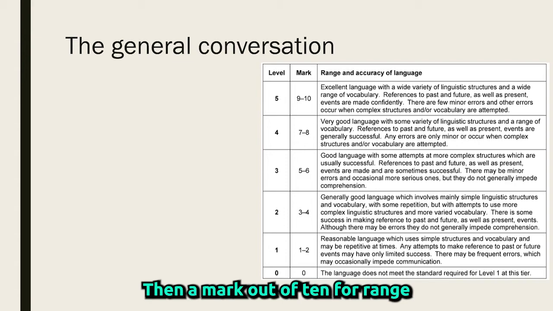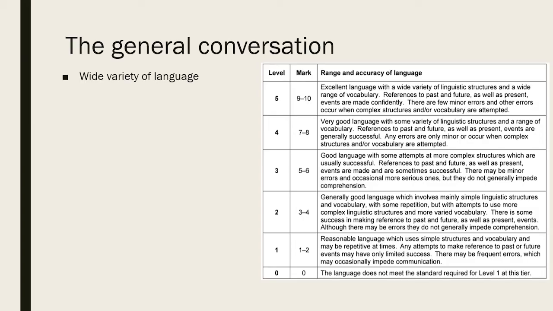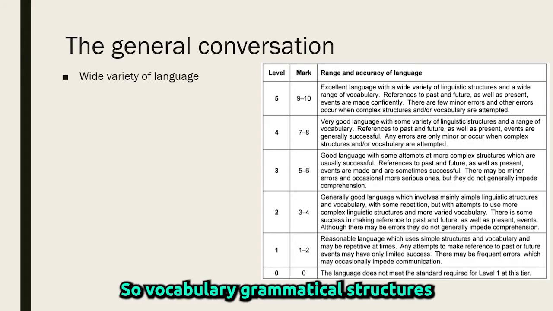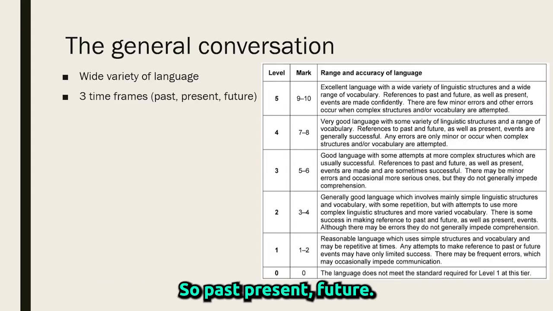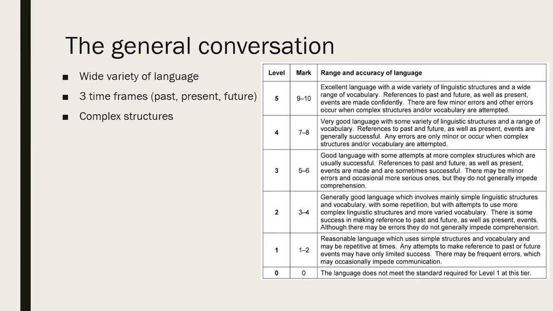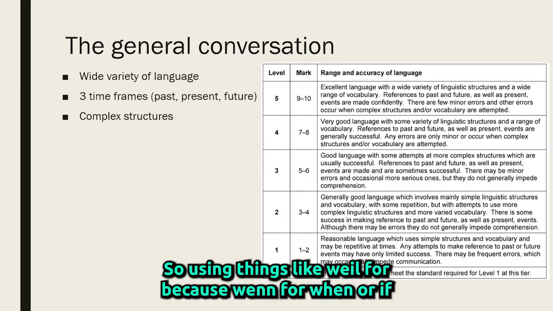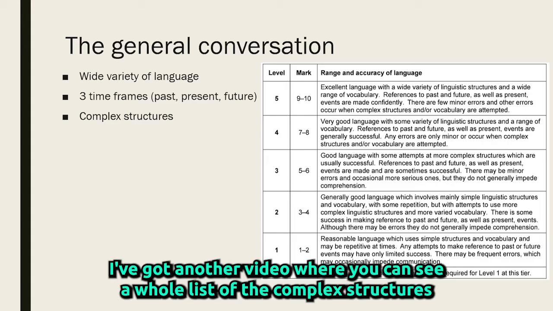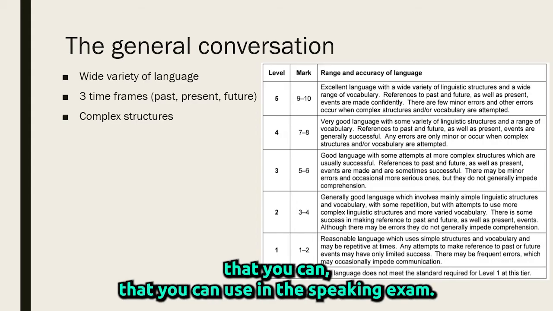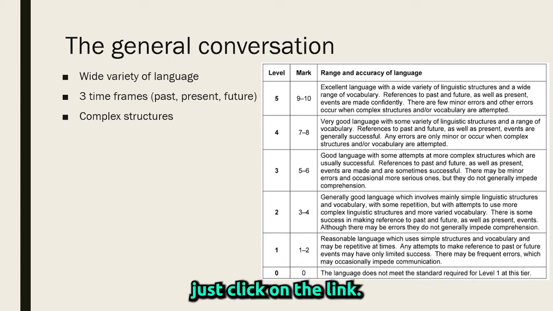Then a mark out of 10 for range and accuracy of language. You want a wide variety of language, so vocabulary, grammatical structures. You need 3 tenses or 3 time frames, so past, present, future. Complex structures, so using things like weil for because, then for when or if. I've got another video where you can see a whole list of the complex structures that you can use in the speaking exam. Just click on the link.